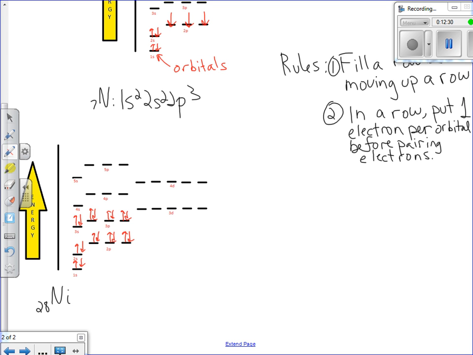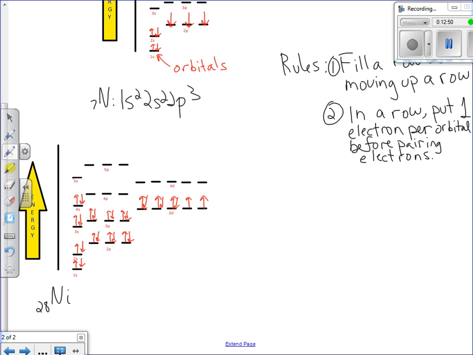The 4s is actually above the 3d. I'm not sure what happened here. 19, 20, 21, 22, 23, 24, 25, 26, 27, 28. Okay, that is the orbital diagram for nickel.